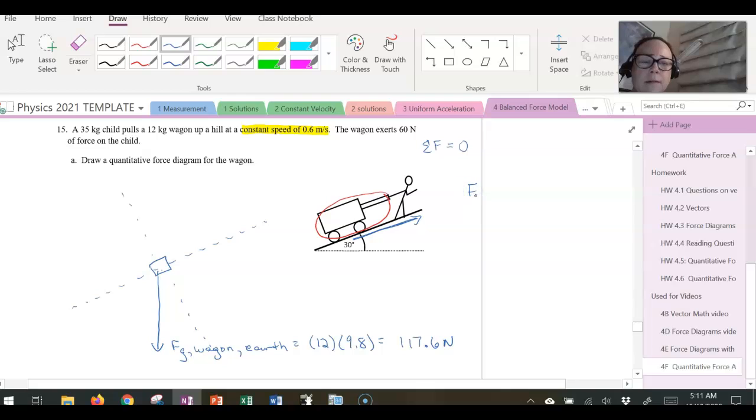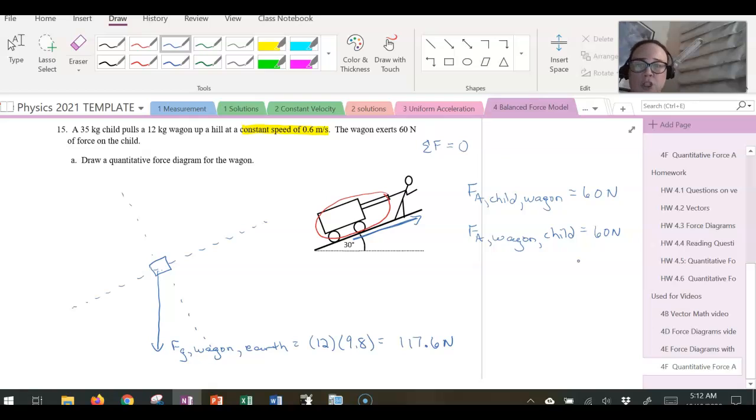Let's see, it says the wagon exerts 60 newtons of force on the child. So this is the applied force on the child by the wagon. But it must also be true that there's a third law pair, which is the applied force on the wagon by the child. So that should also have a magnitude of 60 newtons. Let's see, the child is pulling the wagon up the hill, so the wagon is pulling the child down the hill. Okay, so here is the applied force on the wagon by the child, and that equals 60 newtons.